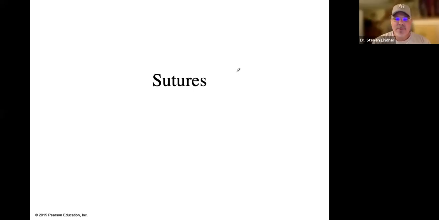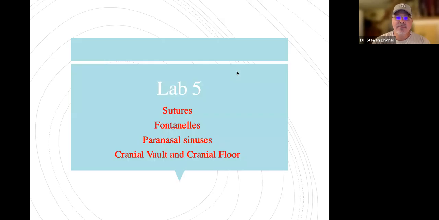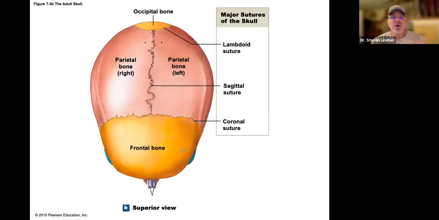Welcome back, everyone. We are continuing along with the different parts of the skull, and in this short video, we're going to be looking at sutures and sinuses and parts of the cranial floor and cranial vault. So, in this particular view here, this is a bird's eye view looking down. Right? You're above the individual looking down. So we're looking at a superior view.